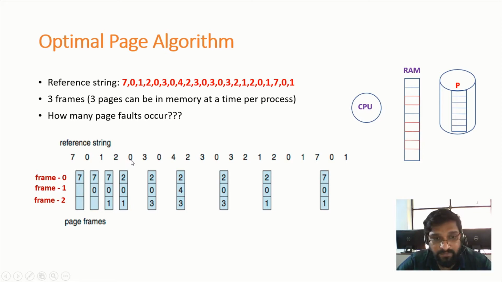Next, the CPU is requesting page number 0, and page number 0 is present inside the RAM. So we call this a page hit. Next, the CPU is requesting page number 3, and page number 3 is not present inside the RAM. Since it is not present, we call it a page fault. Now this page number 3 we need to move from hard disk to RAM. After moving page number 3, one of the pages needs to be replaced with page number 3.